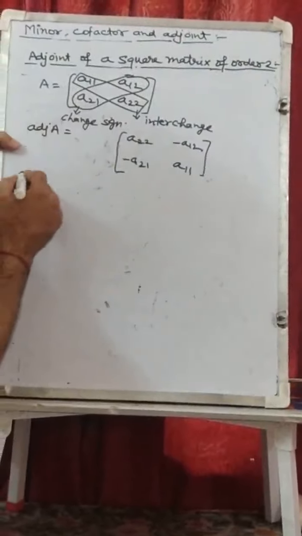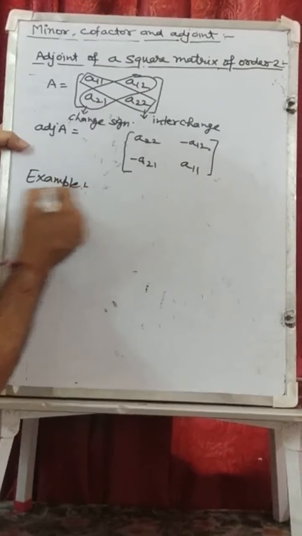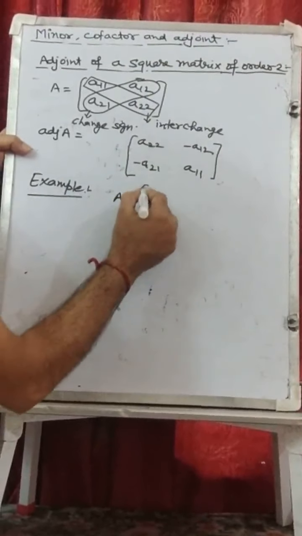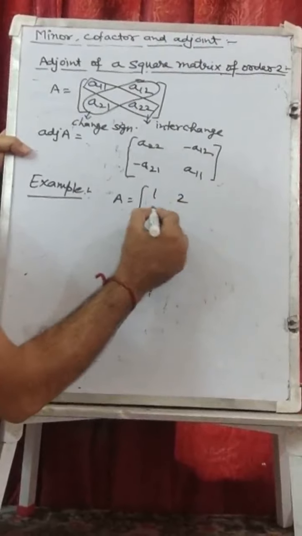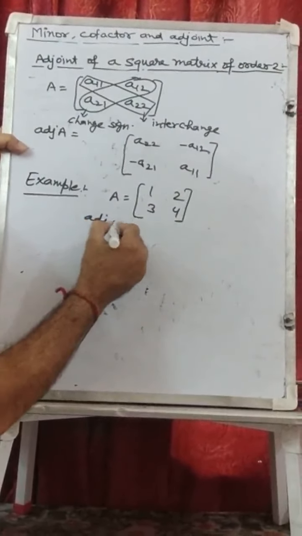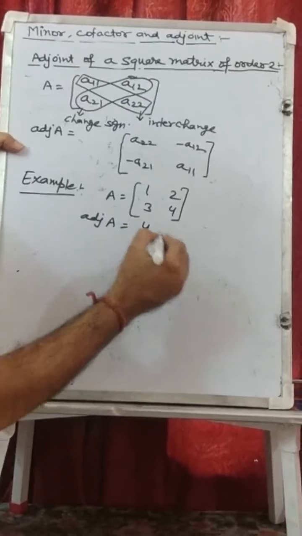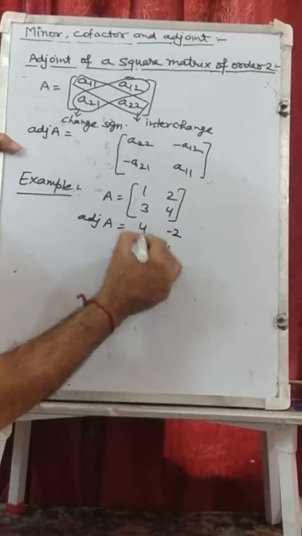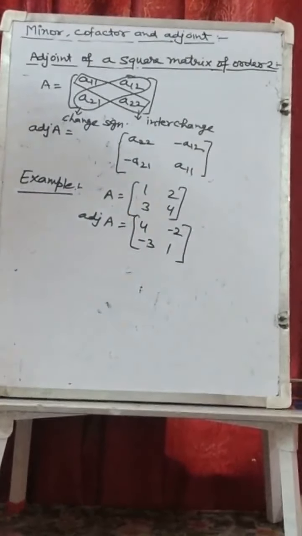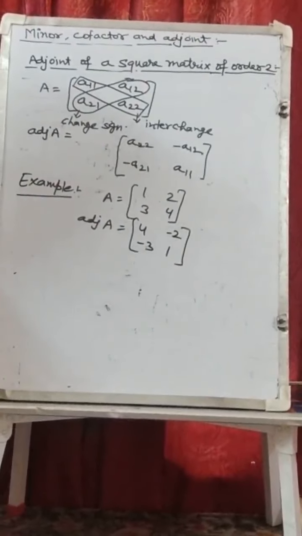For example, if the square matrix is like this, 1, 2, 3, 4, then directly we can write its adjoint of A as 4, minus 2, minus 3, 1. This is the adjoint of A. But be very careful, this is only for order 2.